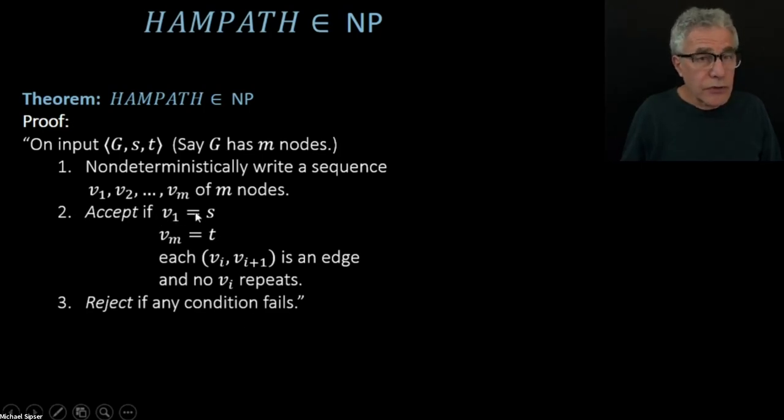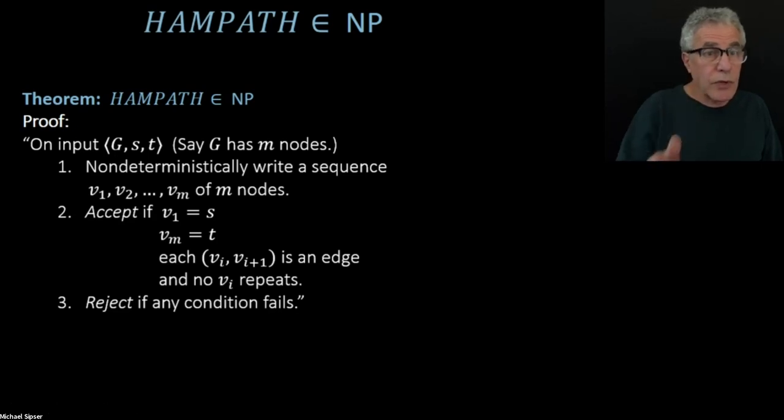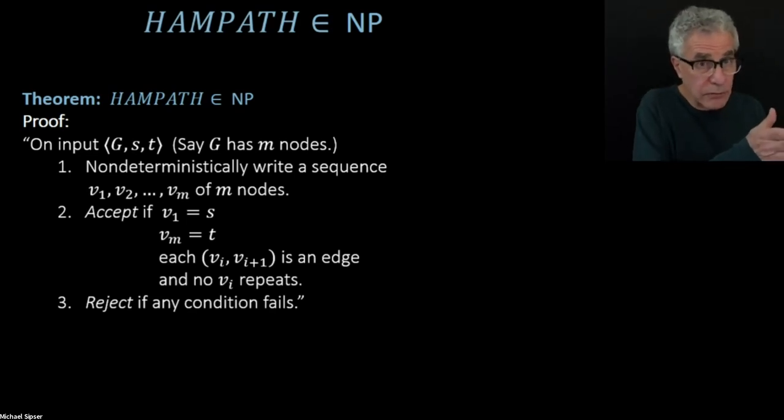And then, of course, on each branch of the non-determinism, you're going to check to see whether the conditions have been satisfied. And on that branch, if the conditions were not satisfied, that branch is going to reject. Of course, one of the other branches might yet accept. So that's how non-determinism works.